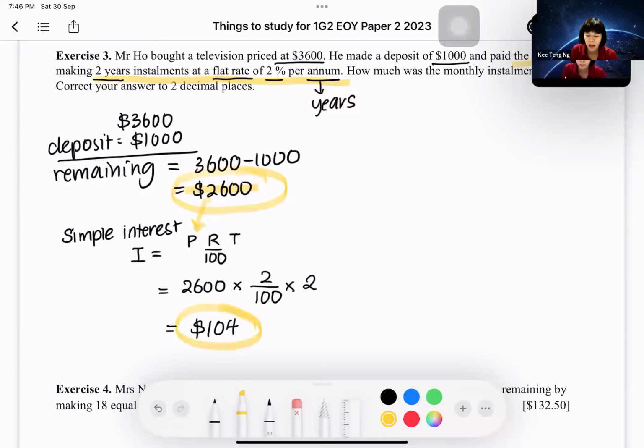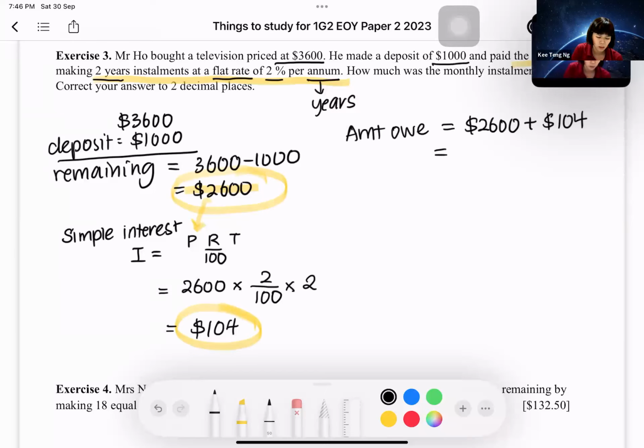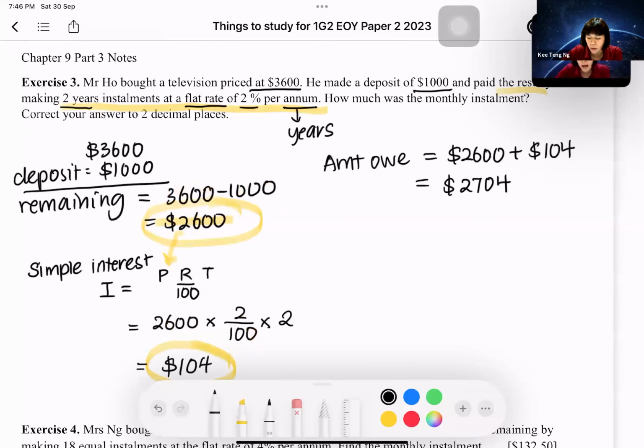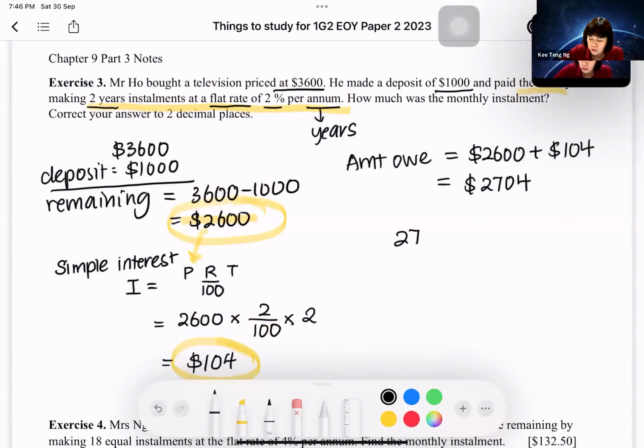What did I owe them? I owe them the amount, 2,600, and the interest. So I need to find out the amount that I owe people. So the amount that I owe will be 2,600 plus the $104. Okay, and this one will give me 2,704. Right, so this is the amount that I owe, but they want monthly installment. So I'm going to pay 2,704 over 2 years.